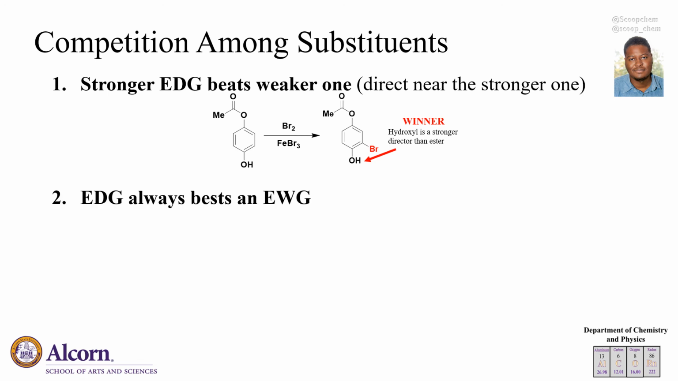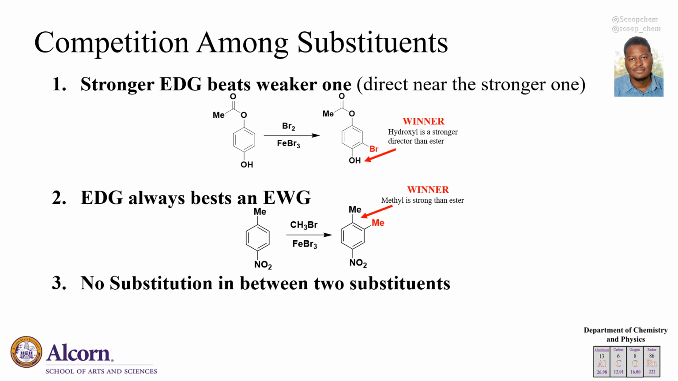Rule 2 says electron donating groups always beat an electron withdrawing group. So if I look at this molecule, I'm so sorry, I have a methyl and a nitro, and I have this CH3Br and this FeBr3. This is again Friedel-Crafts alkylation. All right, I'm going to alkylate next to the methyl group. The methyl is a stronger donator than the nitro. All right, that's a typo, not ester.